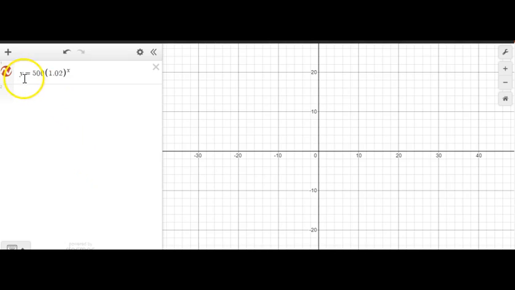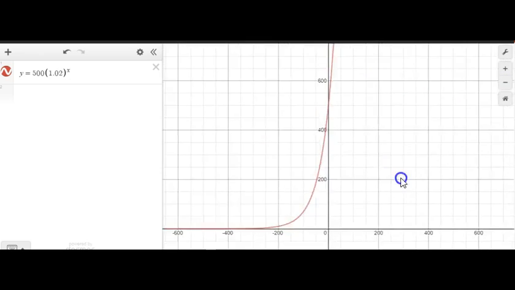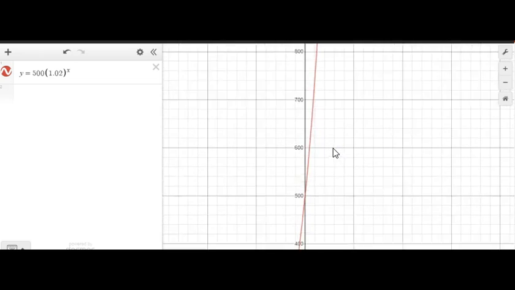You can see I've typed in the population model that we were given, y equals 500 times 1.02 to the x. And I don't see anything on the graph right now, but that's because these numbers are so big, I just need to zoom out a lot to find where the function actually exists.